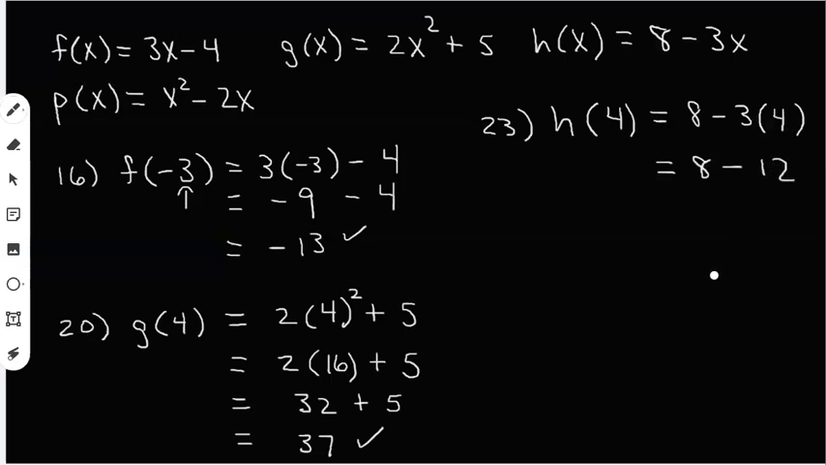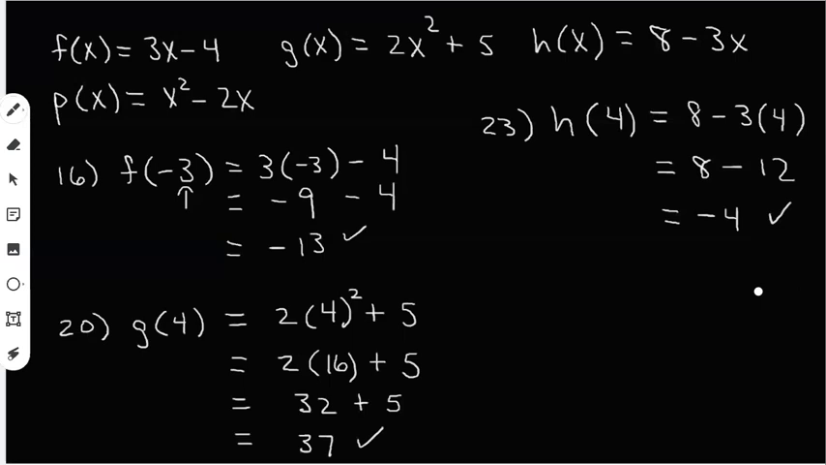I've still got that minus sign off to the left side, and I've still got that 8. That's important because that's going to give us our last step, which is subtraction. 8 minus 12, that's going to be negative 4. Negative 4. And we're done.